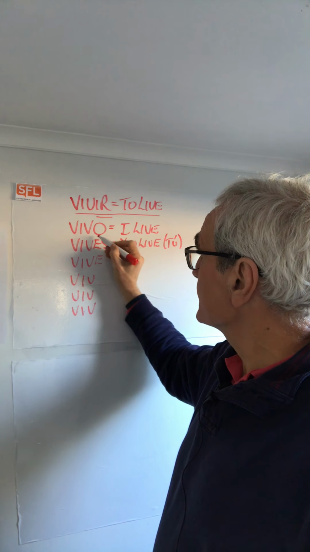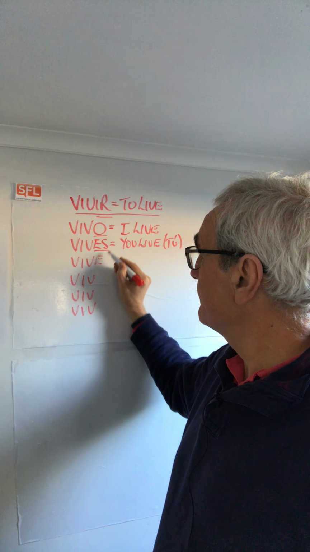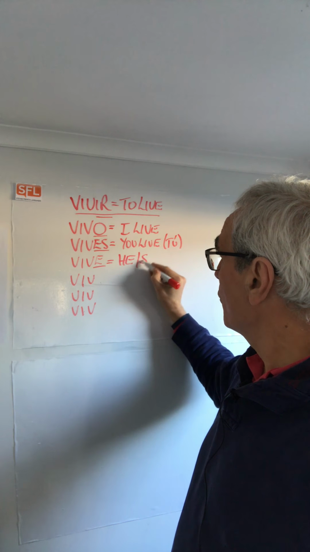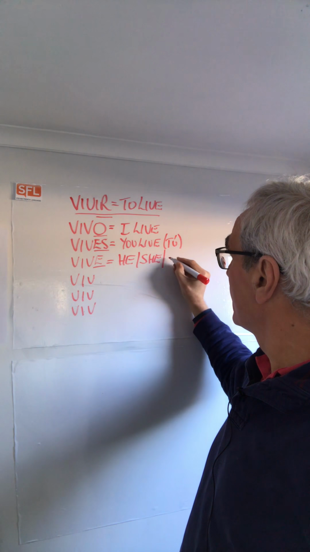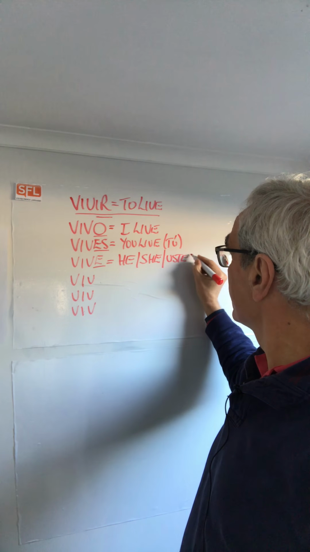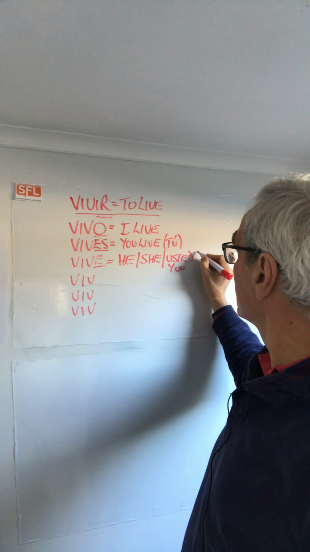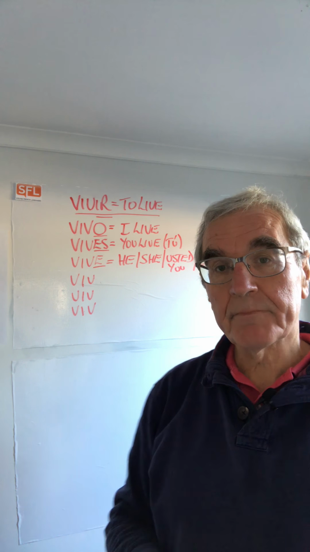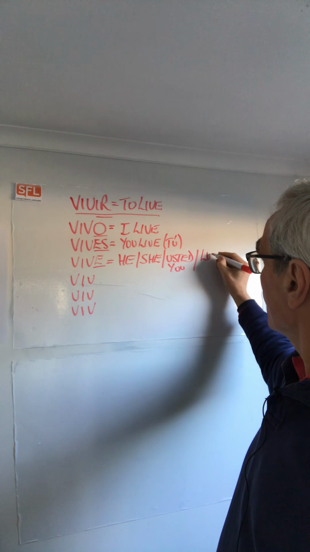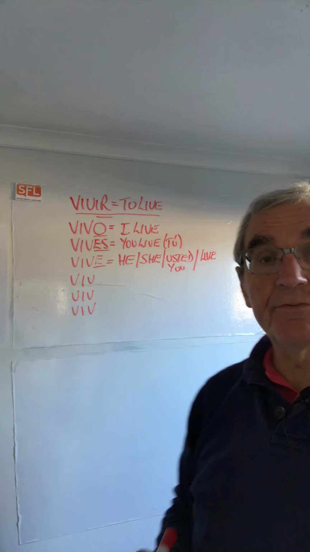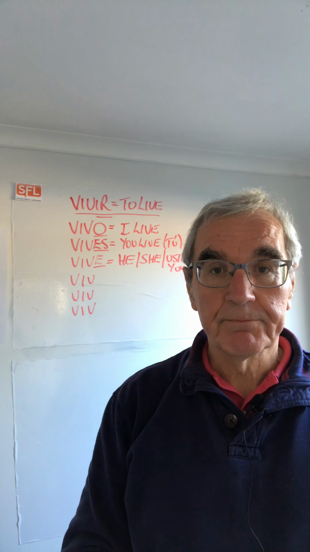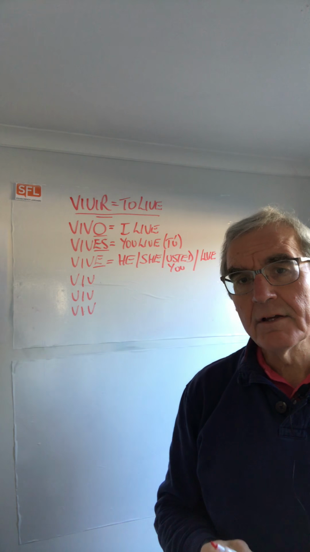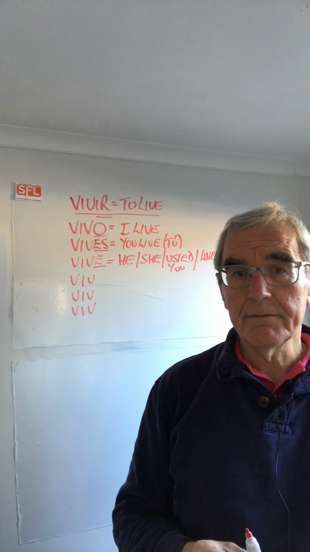Vive. So you can see we've got vivo, vives, vive, and the last one there means he or she or, and I'm writing in the Spanish word usted, which is the polite form of you, and that would mean lives, or obviously in English you live if we're going with the usted form. So why don't you repeat the singular for me? We'll go vivo, vives, vive. Fantastic. So that's the singular, vivo, vives, vive.